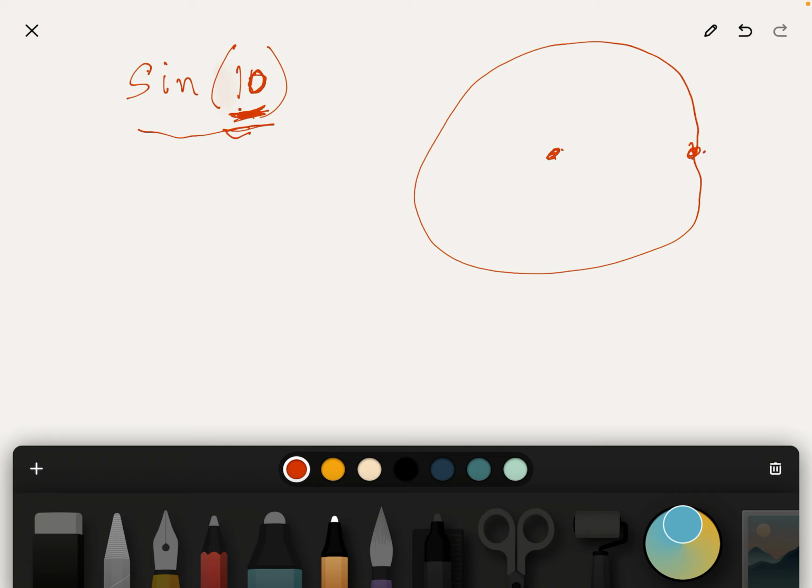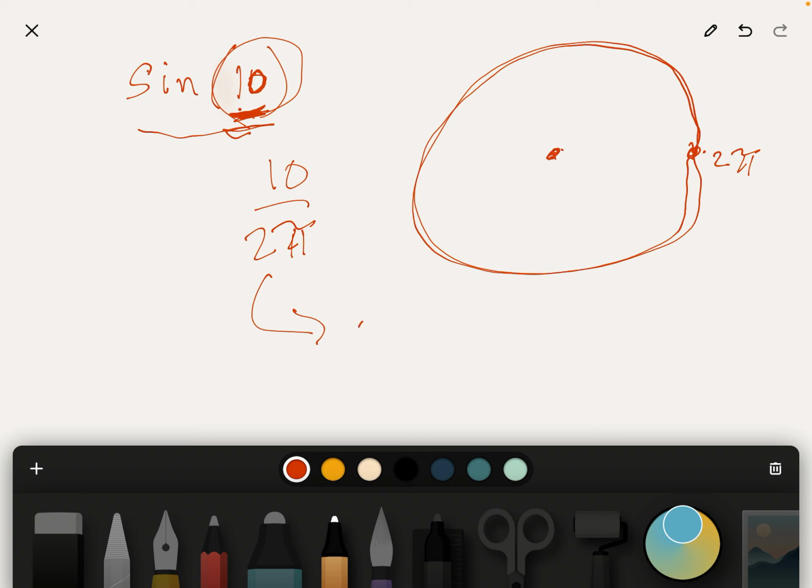So if we start here, one time around the circle is 2 pi radians, okay? So how many times around the circle is 10 radians? Well, that's 10 divided by 2 pi. And when I did that on a calculator, that turns out to be about 1.6 times around the circle. So a little bit more than 1.5. So you go around the circle one time, and then another half of a cycle, and then a little bit more is down here somewhere. So now we have our angle.